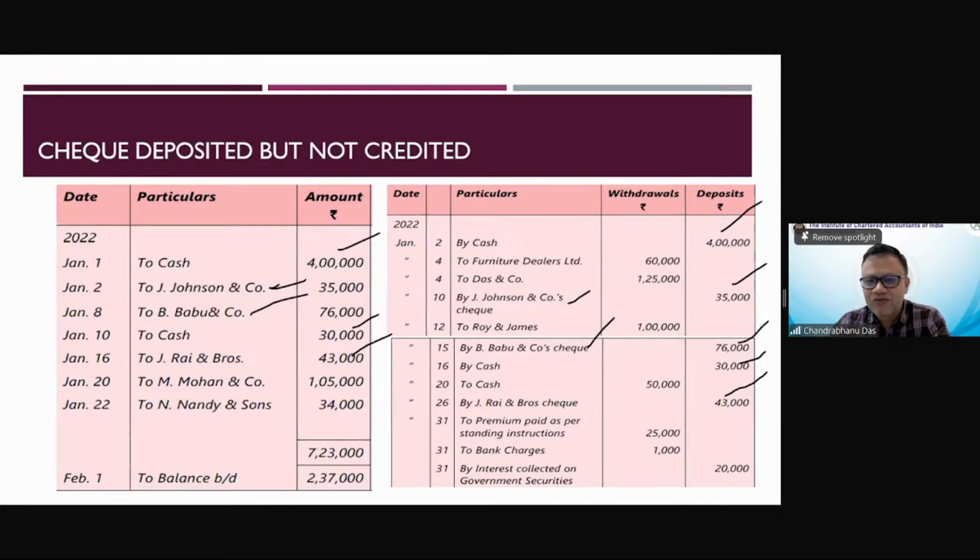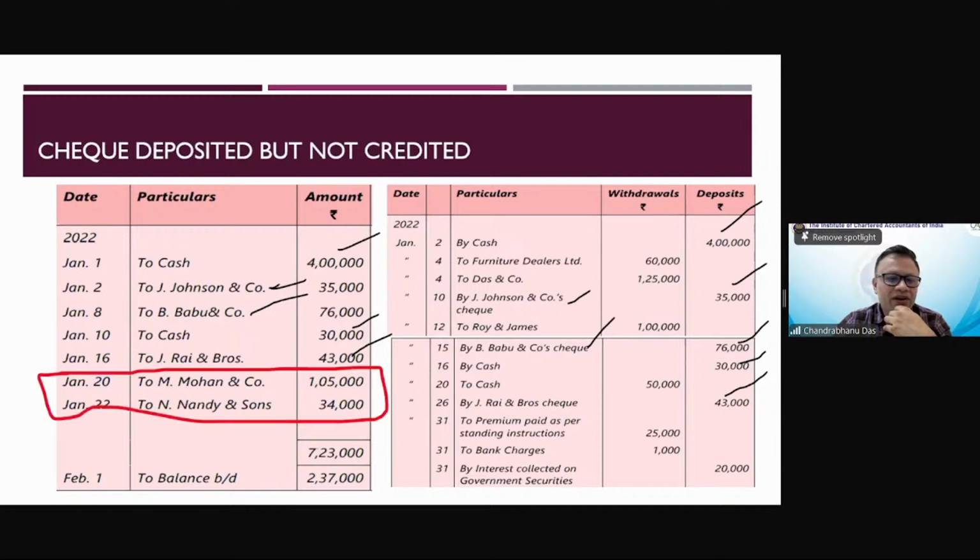What is not matching now? We are not finding these two persons here: M. Mohan and Co. and Nandi and Sons. Both these amounts. What does that mean? It means that these are checks deposited but not credited. So this is how companies first find out their transactions. This is one line item they identified as missing in the bank, so it is a check deposited but not credited case.